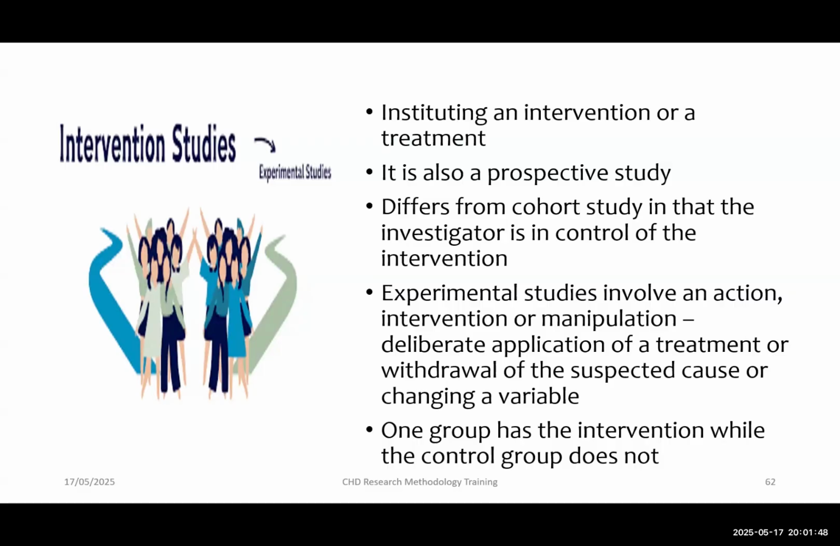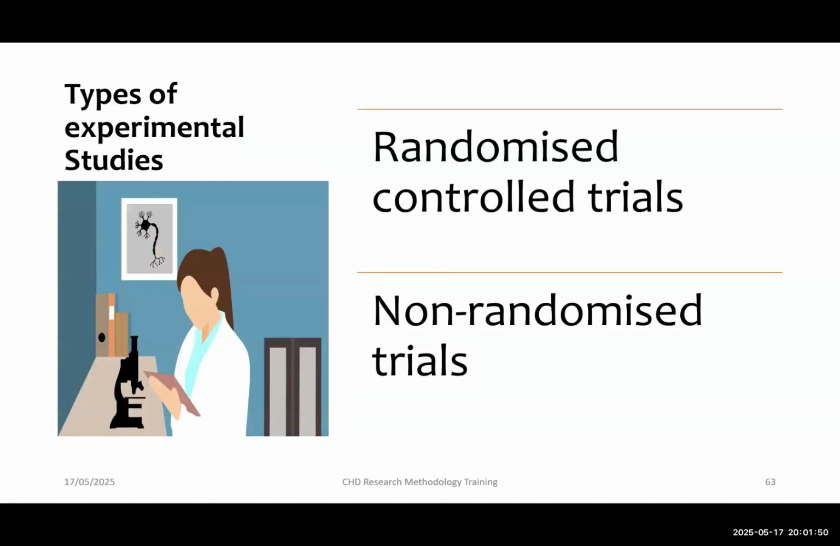There are types of experimental or intervention studies. They are the randomized control trial and the non-randomized control trial. So basically in one, people are randomly allocated into the intervention group and the control group, while in the non-randomized trial, people are not randomly allocated. The means of allocation is not through randomization per se.